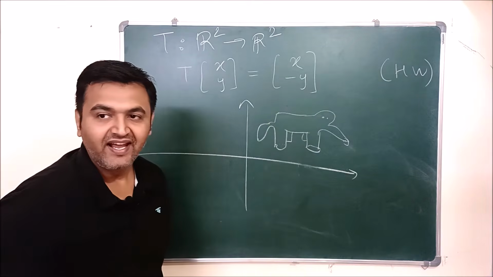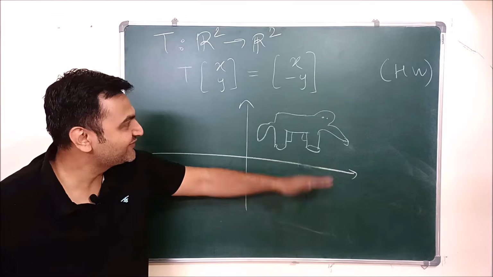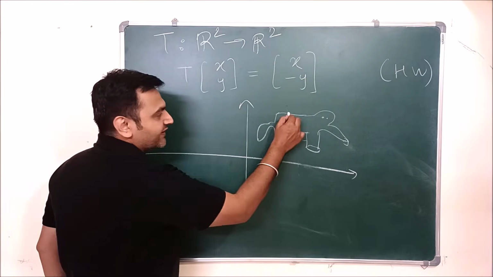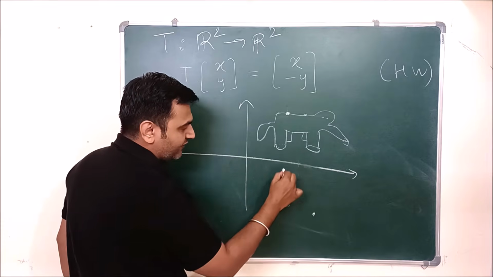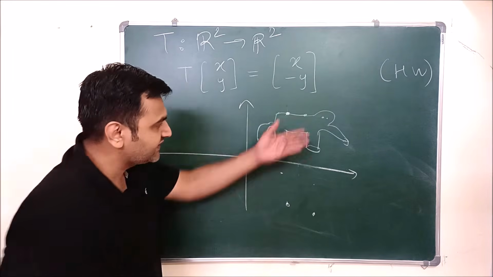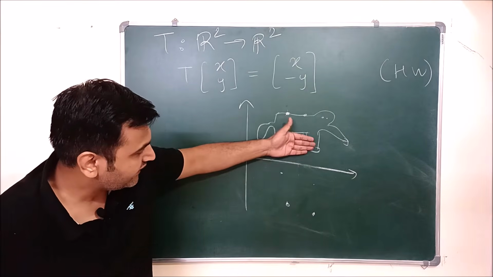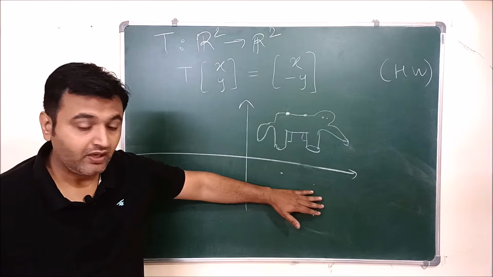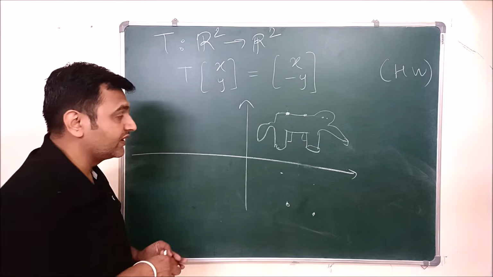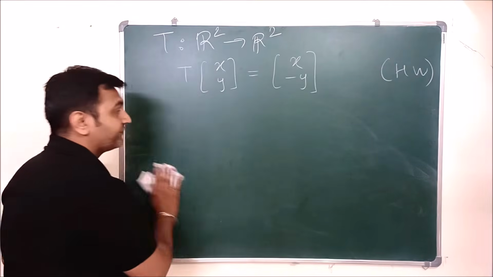You can just assume that this is some object over here. And if you want to see its image, you just apply this map. So this point will map over here, this point will map over here, this point will map over here. So it will just get reflected like this. His head will come here, legs will come here. So this is nothing but a reflection map. That's another way of looking at the map using a single diagram.